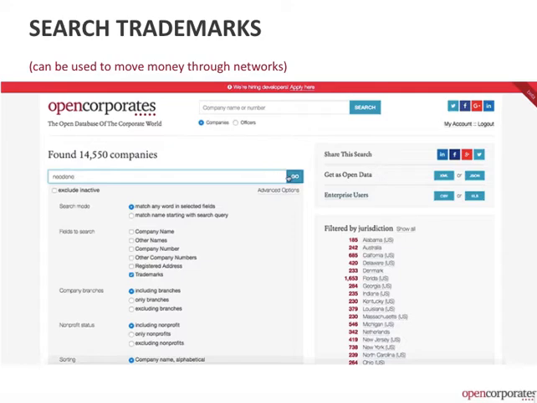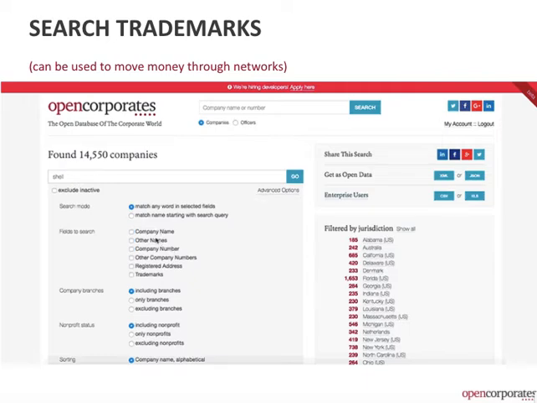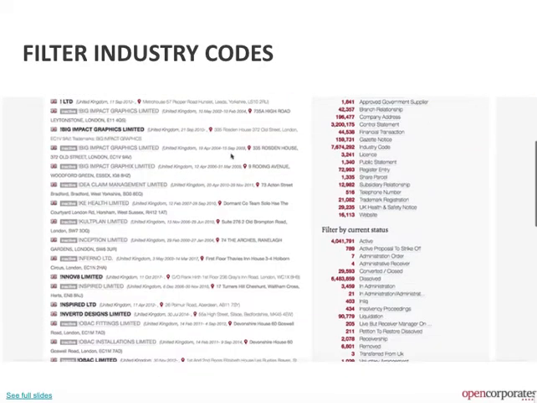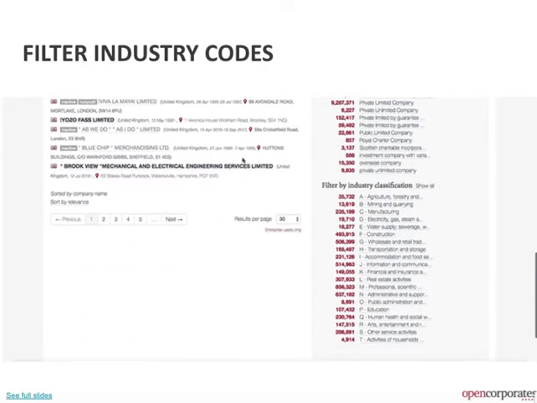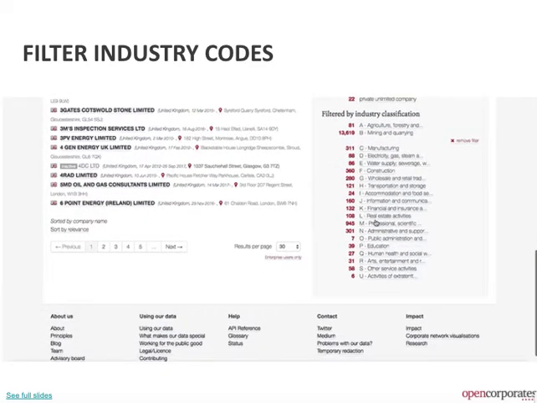Trademarks are another route you might try if you're trying to trace an organization. You can search for the trademarks that they handle. These are sometimes used to move money because you have to pay to use trademarks. And you can also filter by industry code if you're interested in a company within a particular sector.